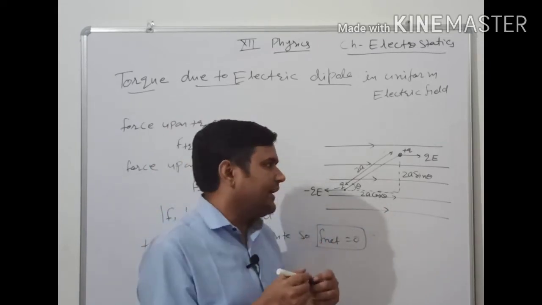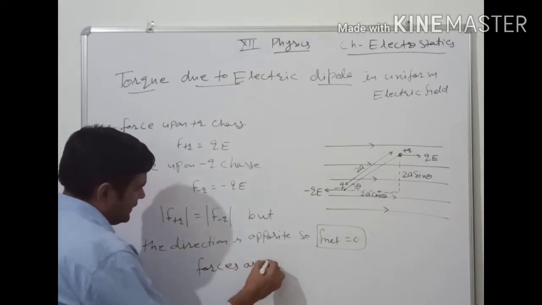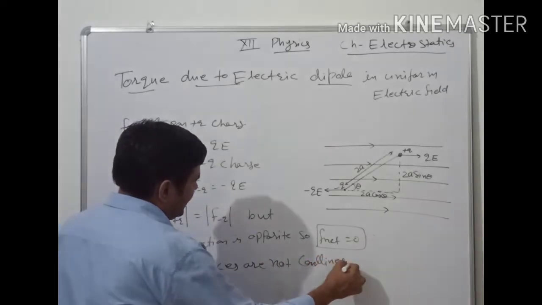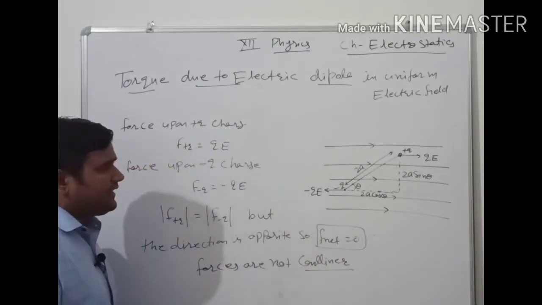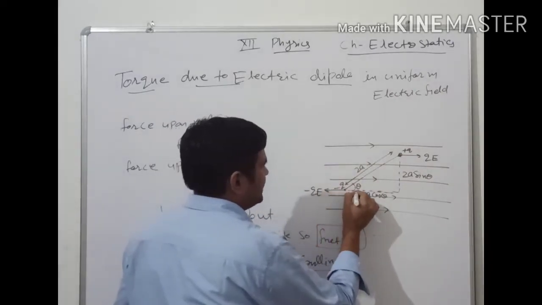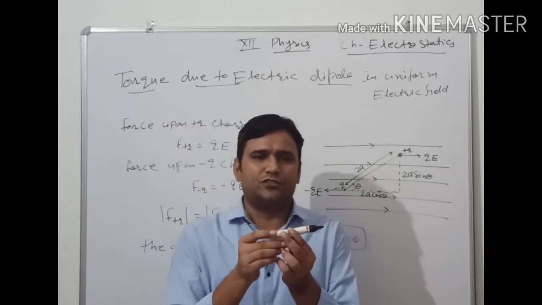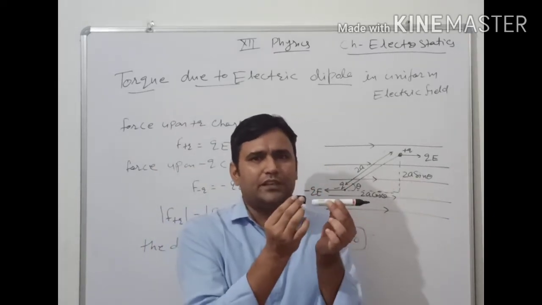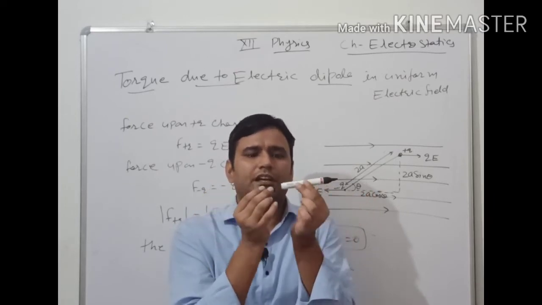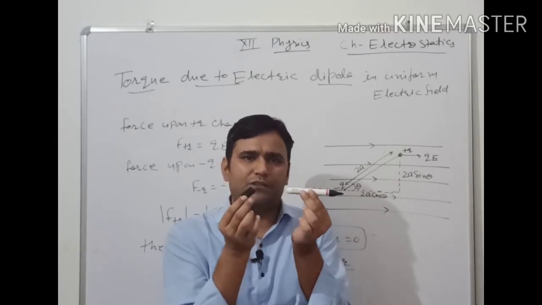The reason behind this is that the forces are not collinear. Both forces are not in the same line, because the line of this force is this and the line of this force is this. If they were collinear, suppose the plus QE is in this direction and the minus QE is in this direction, equal in magnitude and opposite in nature, and at the same point or on the same line, then they would cancel out the effect of each other.